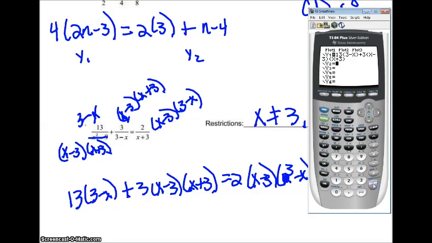Then you're going to go to y2. You're going to say 2, open, x minus 3, close, open, 3 minus x, close. It ought to have it all. Second calc 5, let it draw.